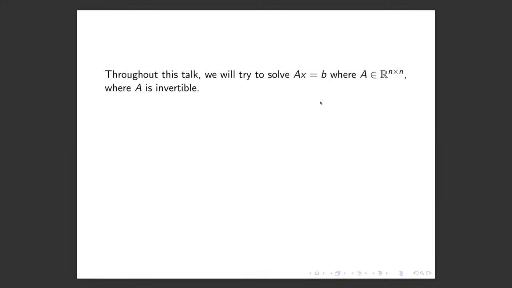So I'll always talk about square matrices. Everything I talk about has an extension to rectangular overdetermined systems. I don't want to talk about this. I'll keep it simple: an n by n matrix, invertible, unique solution. And I'll use a_i, which may be a bit non-standard, to denote the ith row of the matrix. So we will only be looking at rows of the matrix, not at columns. So a_i is the ith row.